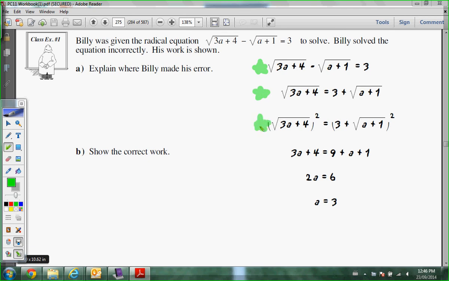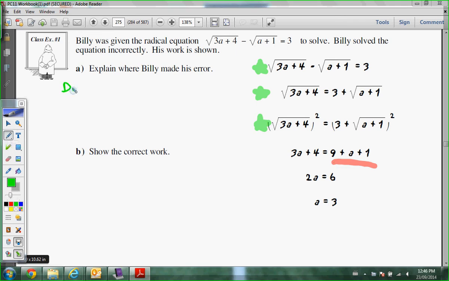Okay. So 3a plus 4 squared, that goes away, and that's 3a plus 4. 3 plus root a plus 1 squared, is that what this is? What did he do wrong? Right. This piece right here is wrong because he doesn't have a middle. When you square that, you will have a middle term that has radicals in it. He does not have that. So that's his explanation of where he made his error.